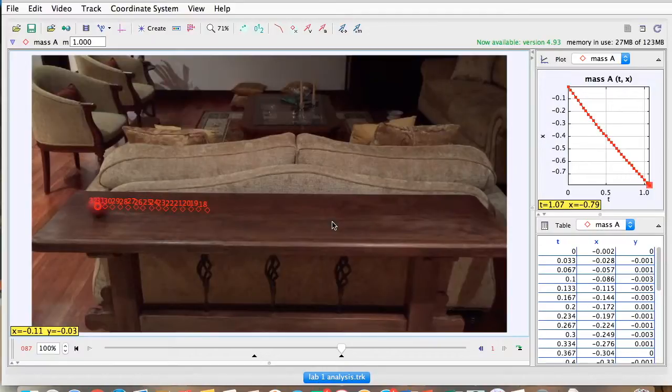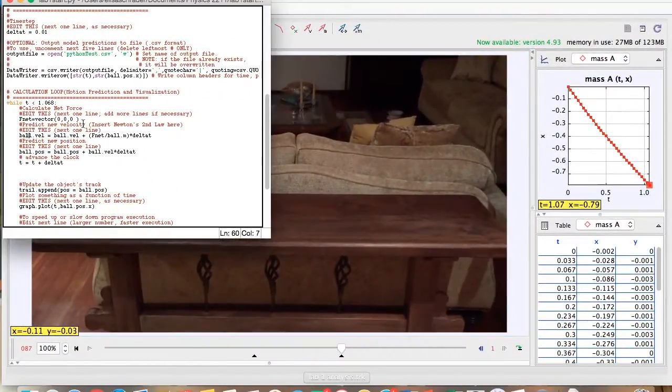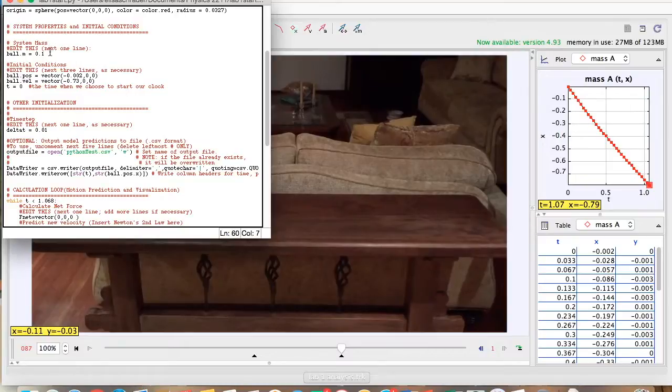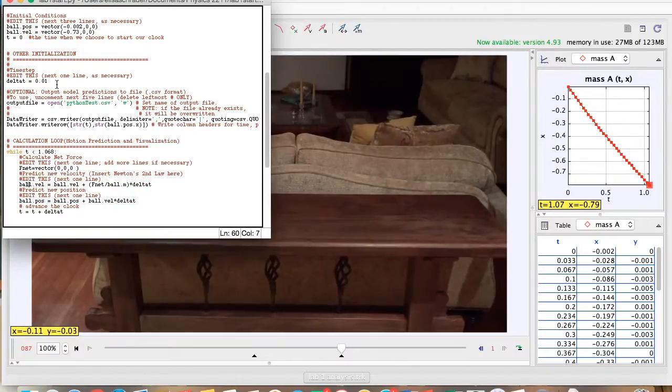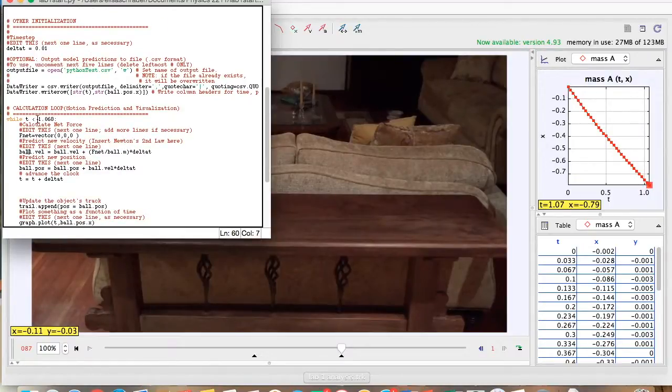For the theoretical part of it, the program I created used the mass of the ball, which was 0.1 kilograms, the velocity of the ball, which we got from the first two data points of our graph, and the initial position, which we also got from when the time was equal to 0. The delta t that I chose was 0.01 seconds, and the moment when the video stops taking the data is at 1.068 seconds.